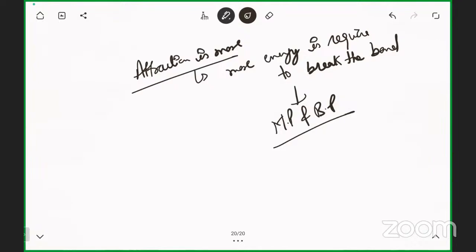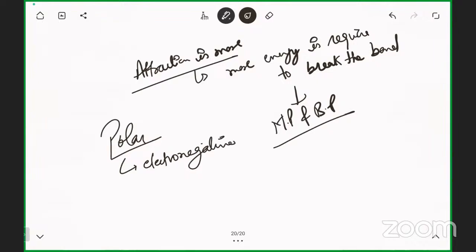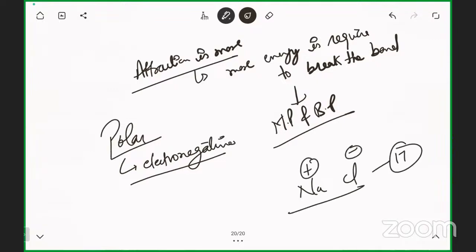Second thing, they are generally polar in nature. Why are they polar in nature? Just because there is a high electronegative difference between them. If the electronegative difference is not present, they are considered non-polar. Take NaCl, the basic example: Na positive, Cl negative. Cl is in group 17 and Na is in group 1, so there's a high electronegative difference between group 1 and 17. So they are generally polar in nature.